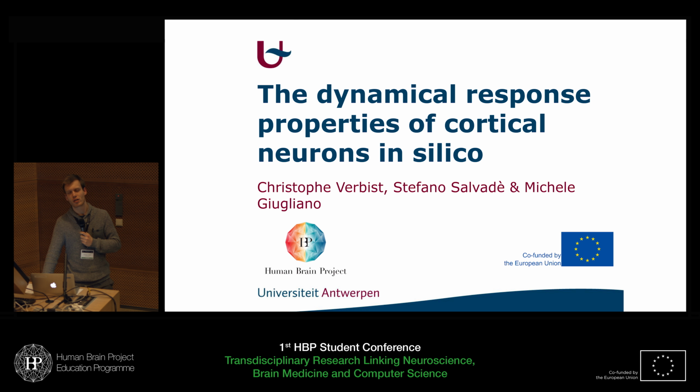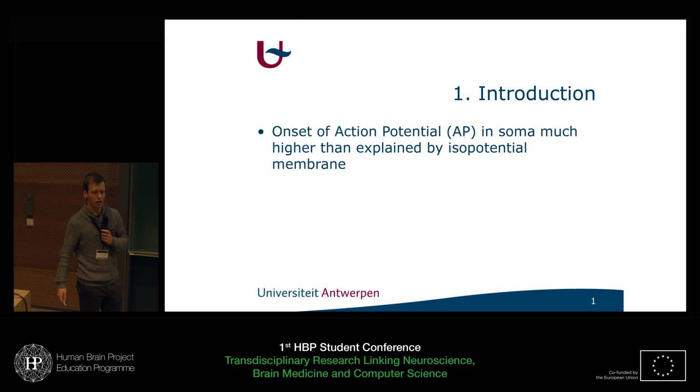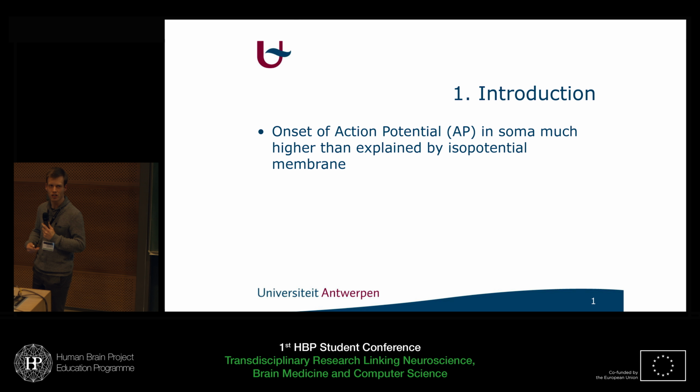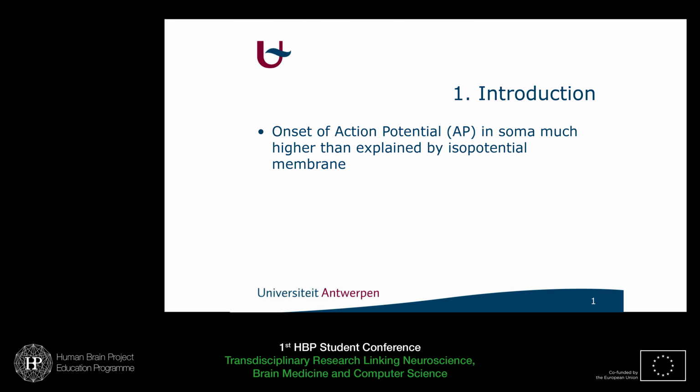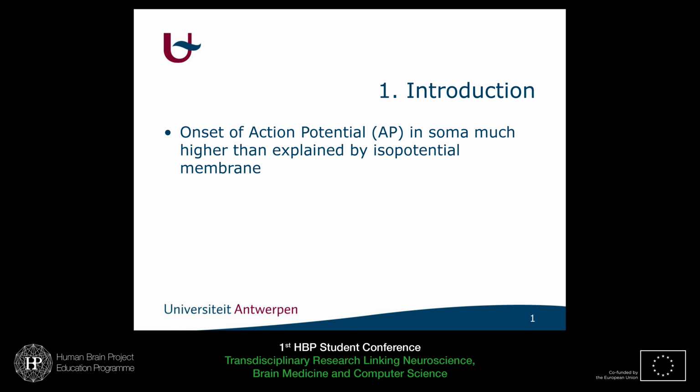Our research is focused on the dynamical properties of cortical neurons in silico. And I'm going to start with the basic property of a neuron and of an action potential that is very crucial to our work. It's that the action potential that is generated at the soma has a much sharper spike, a much sharper onset, than is explained by isopotential membrane theory. So we need new theories for that.